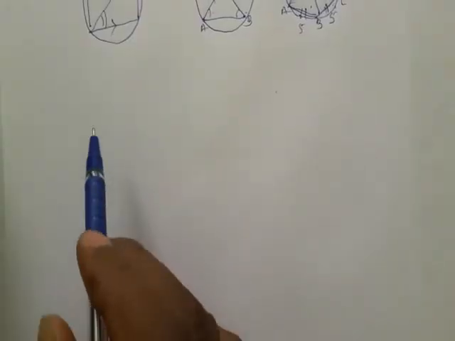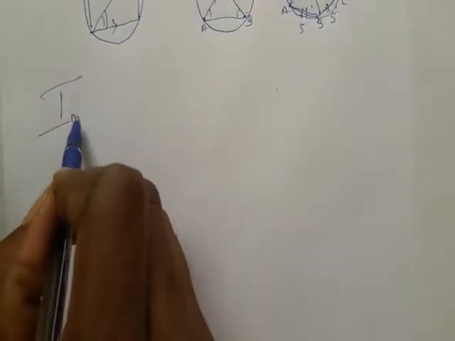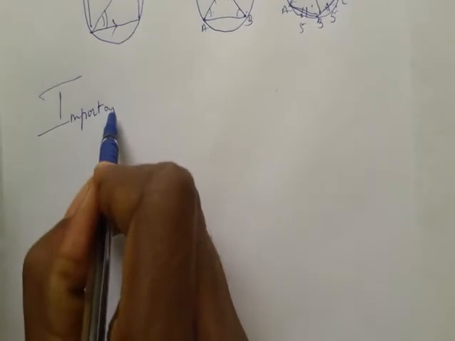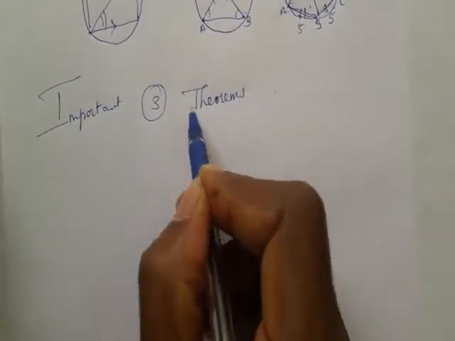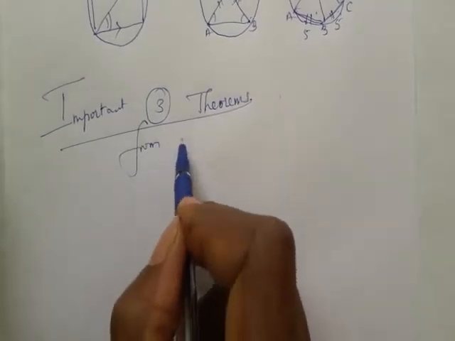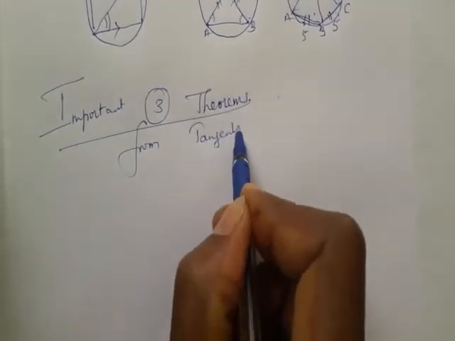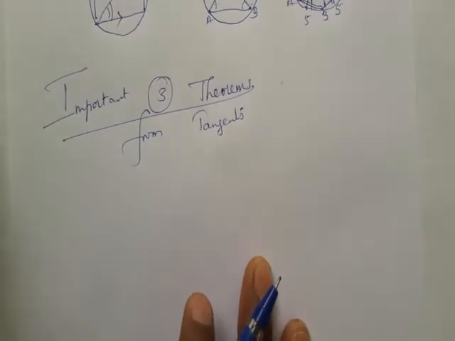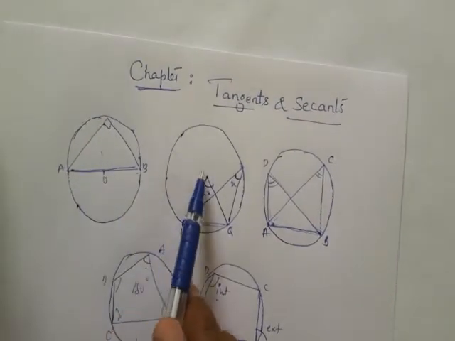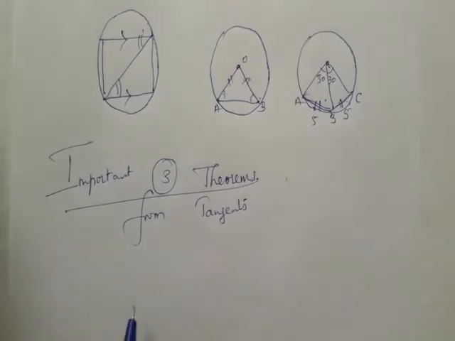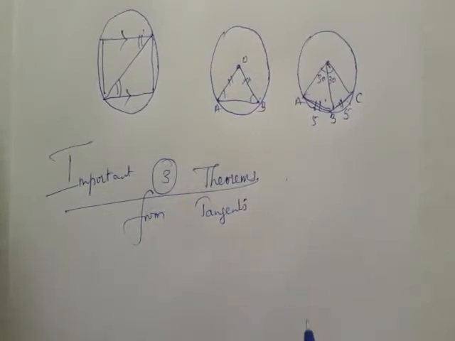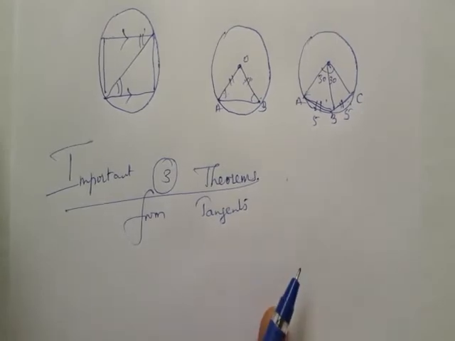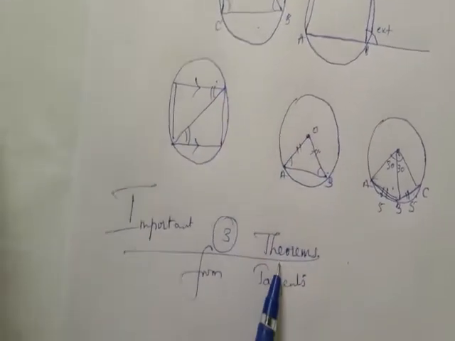Today we are going to learn another three important theorems, the important three theorems from tangents. Totally, from circles 1, 2, 3, 4, 5 theorems plus tangents 3 theorems, totally 8 theorems you study. You are going to attend 2 problems in the board examination, one from circles and one from tangents.